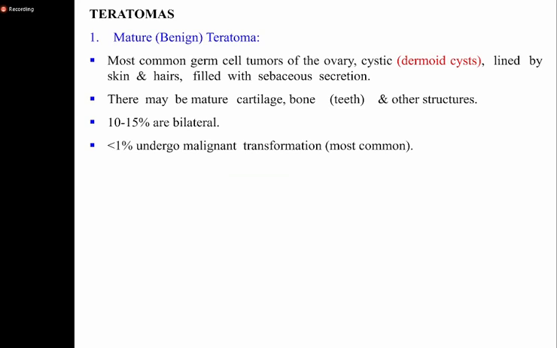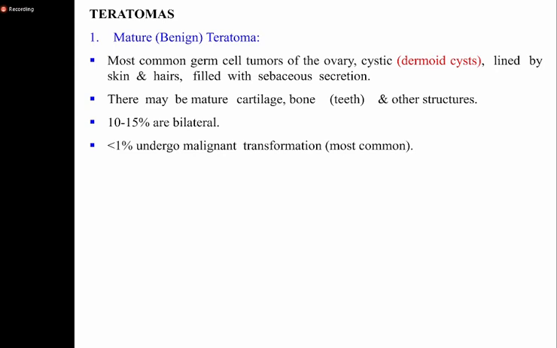So the mature or benign teratomas, they're the most common germ cell tumors of the ovary. When they are cystic, we often refer to them as dermoid cysts because they are lined by skin and hair and filled with sebaceous secretion. So dermoid meaning resembling skin. But in there, you may find other mature type tissues like cartilage and bone and teeth and other structures, including central nervous tissue or neurotissue. So really a whole variety of tissues.